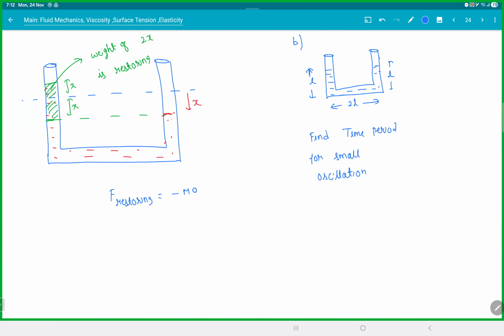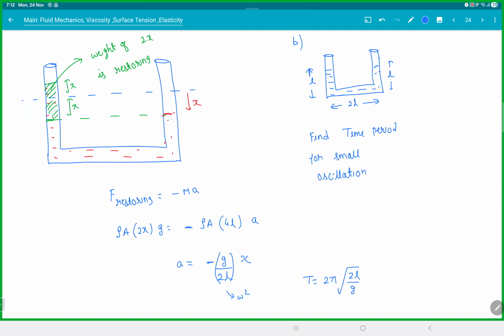So F restoring is equal to minus mass into acceleration. So restoring will be rho A 2x into g. The total mass will be rho A, total length is 4L, into acceleration. We get a is equal to minus g by 2L into x. That's your omega square. So time period is 2 pi root over 2L by g. Clear with that?